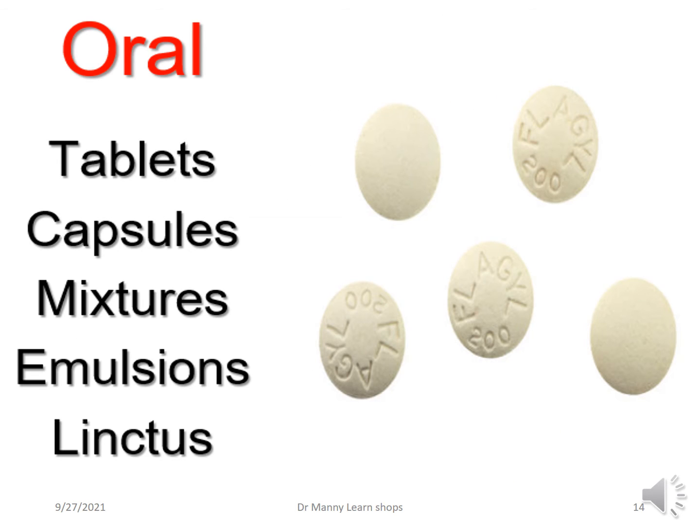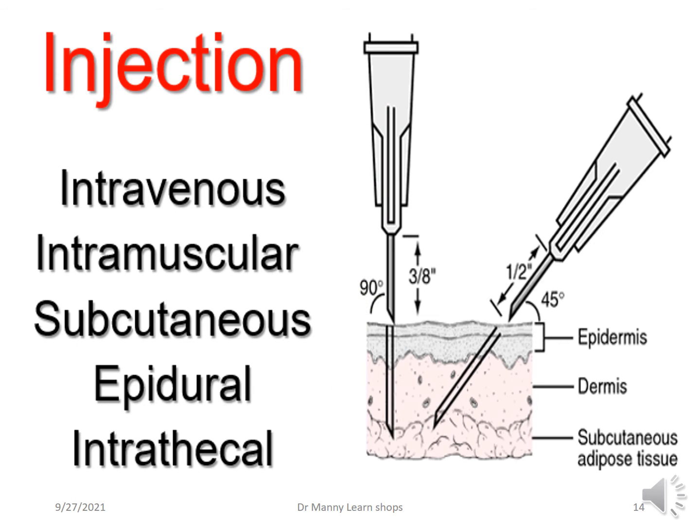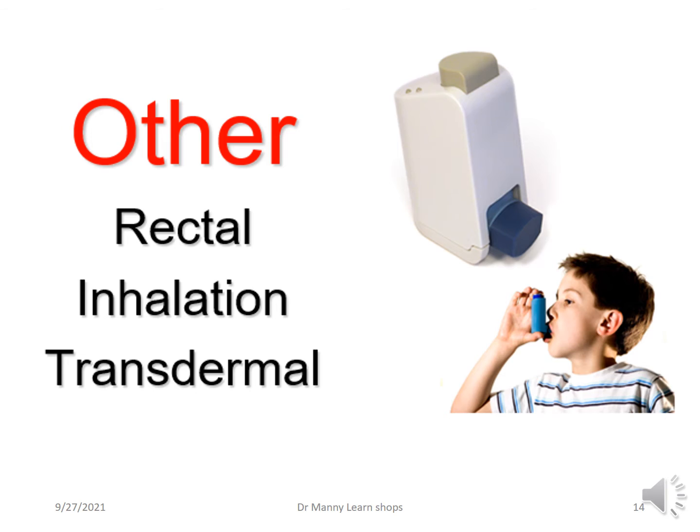Oral medications can include tablets, capsules, mixtures, emulsions, or elixirs. Injections can be given intravenously, intramuscularly, subcutaneously, epidurally, or intrathecally. Then you've got other medications that can be given rectally, vaginally, inhalationally, or transdermally. They have to be given via the right route, otherwise they may not be as effective as intended.